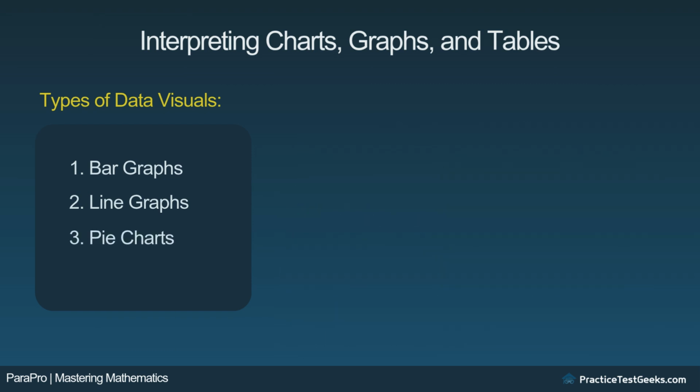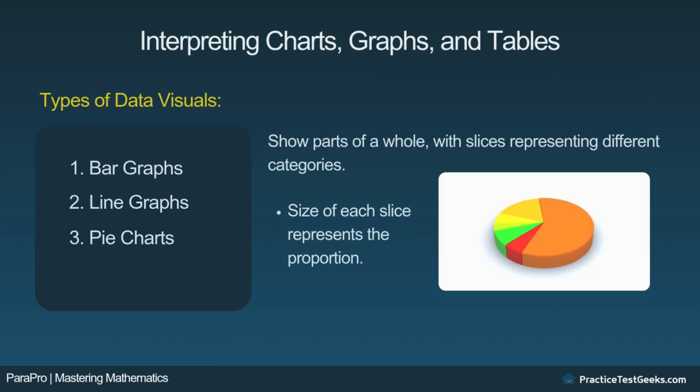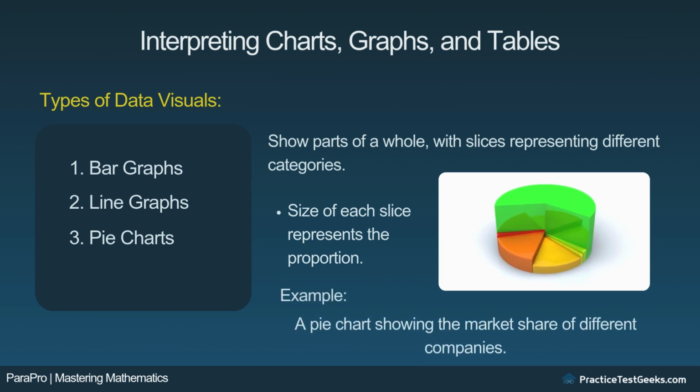3. Pie charts. Pie charts show parts of a whole, with slices representing different categories. How to read: the size of each slice represents the proportion of the total. Percentages are usually displayed in the legend or next to each slice. Example: a pie chart showing the market share of different companies.